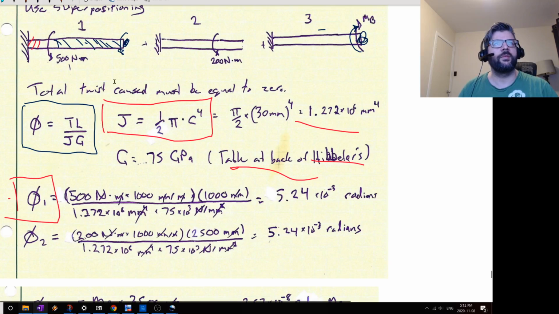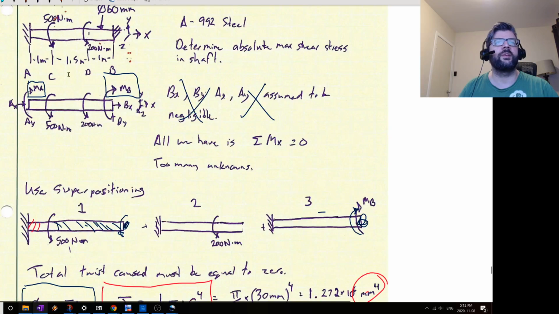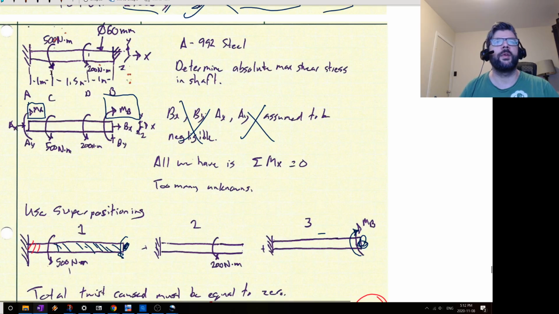So for the twist for the first one, we've got 500 Newton meters, and again I'm putting everything in terms of millimeters because we've got this in terms of millimeters, so everything cancels out nicely. 500 Newton meters times 1,000 millimeters per meter times 1,000 millimeters. Again, it's a 1 meter section from here to here.